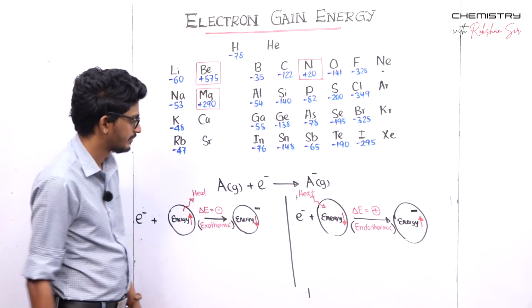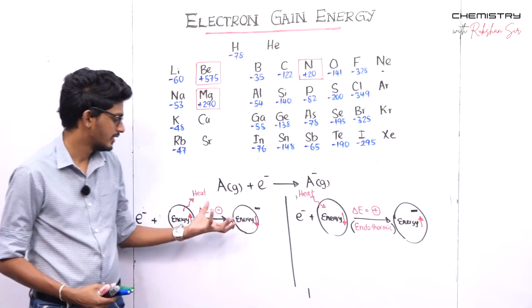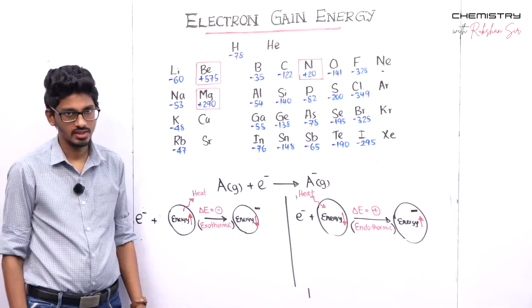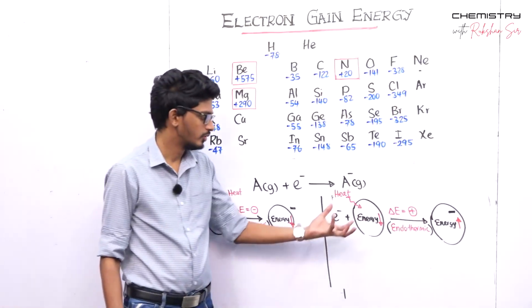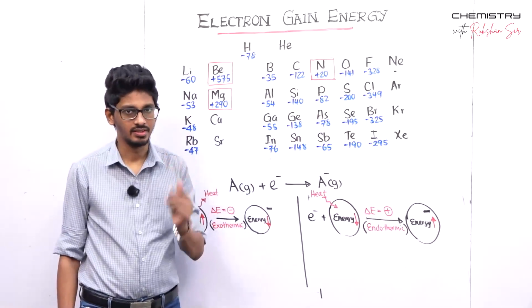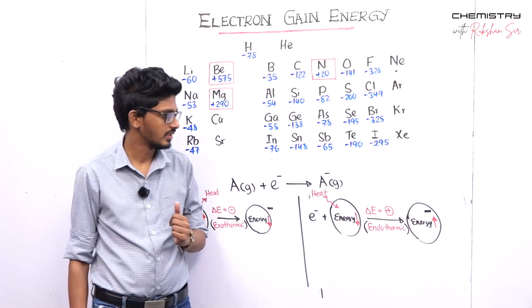So let's discuss the instances where you see exothermic electron gains and the instances where you will observe the endothermic, or positive, electron gains. Let's discuss those two.